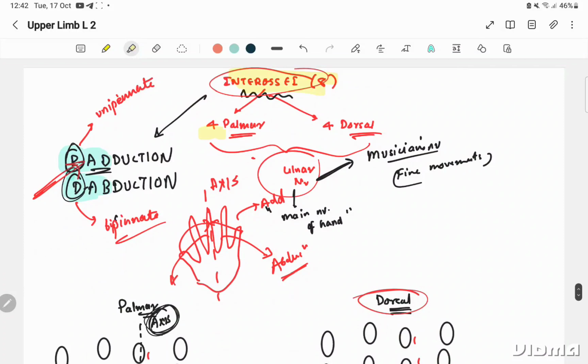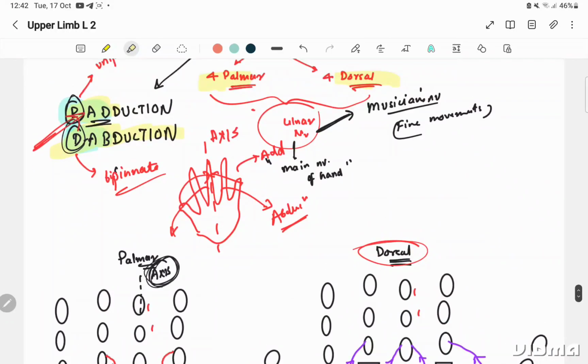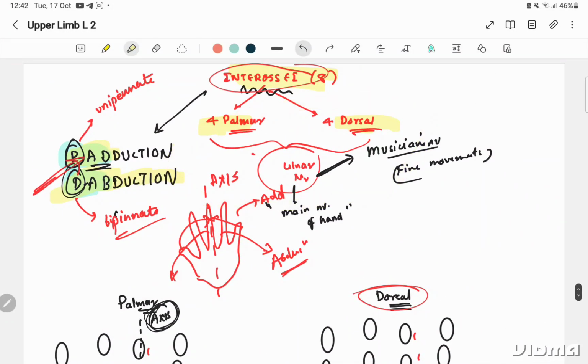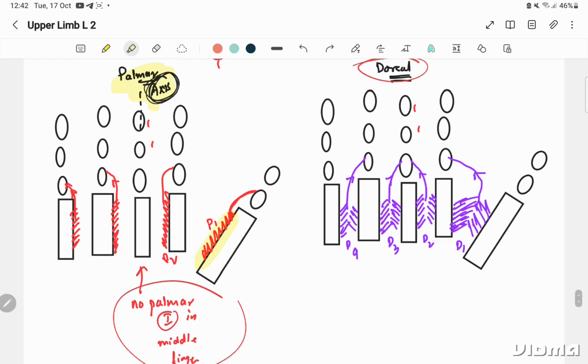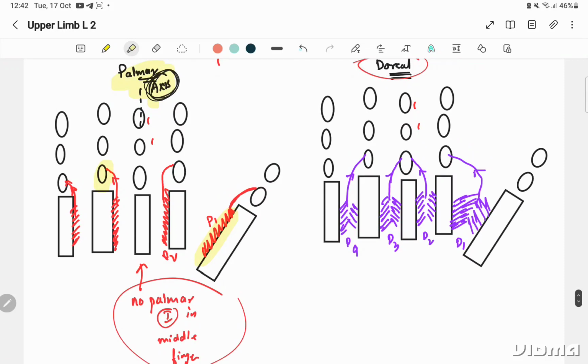Then we have the interossi, 4 palmar and 4 dorsal. Palmar help in adduction, dorsal help in abduction. All are supplied by the ulnar nerve. That's why the ulnar nerve is called the musician's nerve. Palmar interossi: 1 is attached to the proximal phalanx of the thumb, 2 to the proximal phalanx of the index finger. There is no palmar interossi on the middle finger. We have 1 palmar interossi attached to the proximal phalanx of the ring finger, and 1 to the proximal phalanx of the little finger.